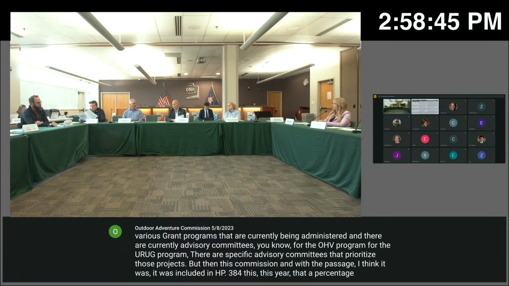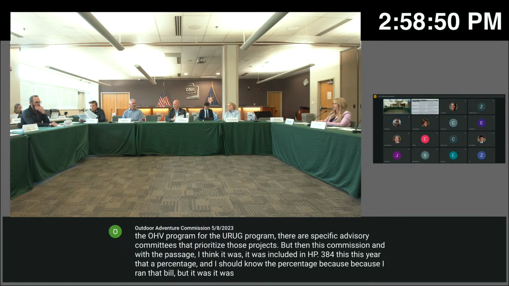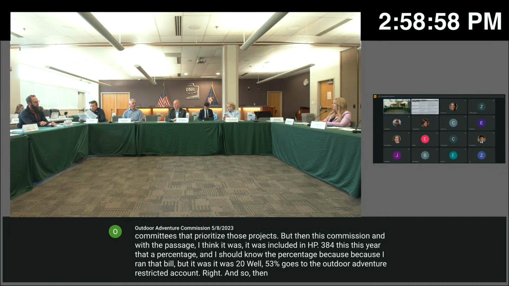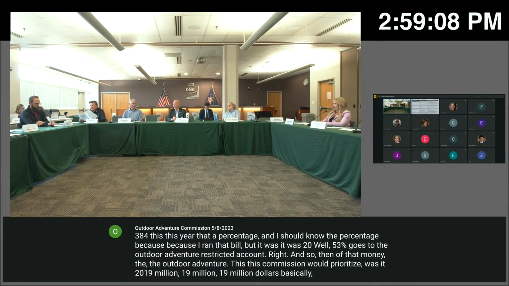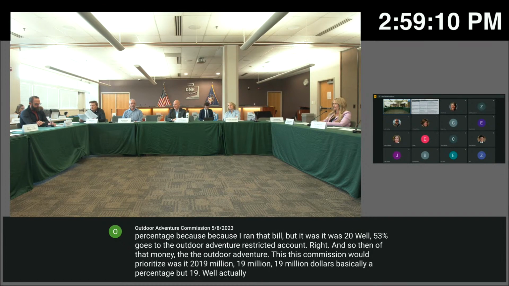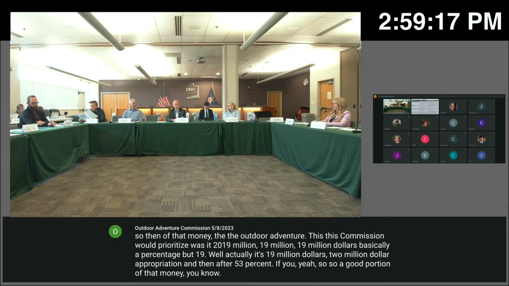percentage, and I should know the percentage because I ran that bill, but it was 20. Well, 53% goes to the outdoor adventure restricted account. Right, and so then of that money, the outdoor adventure, this commission would prioritize, was it 19 million? $19 million basically, a percentage, but actually it's $19 million. There was a $19 million appropriation and then a future 53%. Yeah, so a good portion of that money, that's a good amount of money.